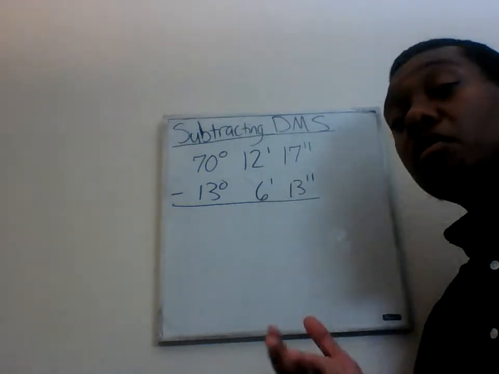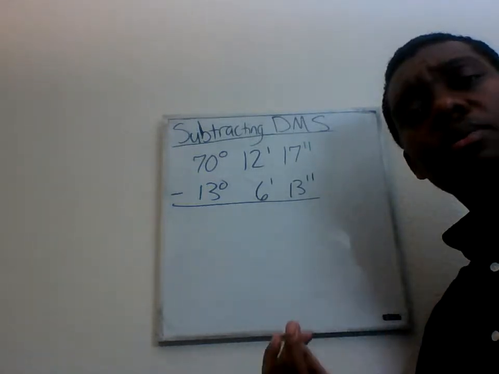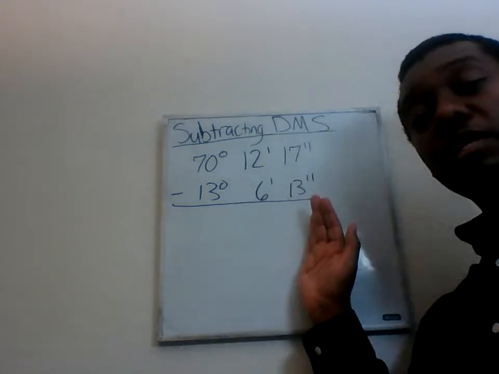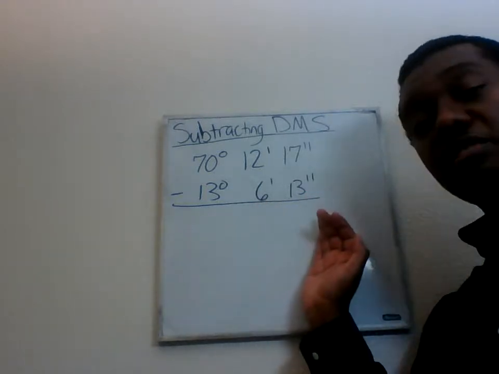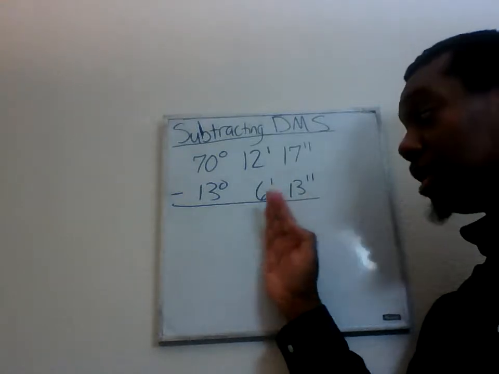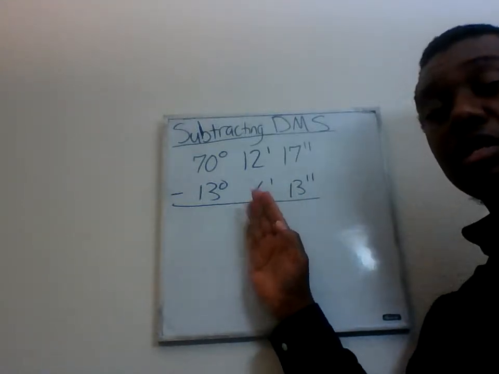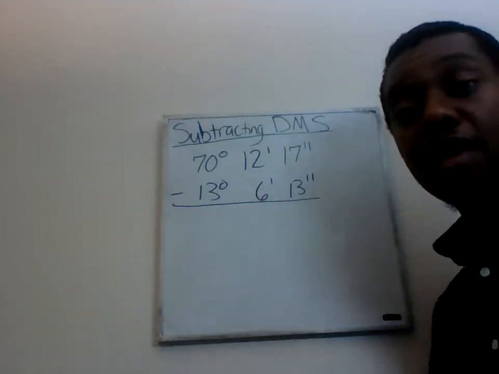So we're going to subtract as we normally do. Well, how do you normally subtract? You start at the lowest place value and you move up. So the lowest place value in this case would be seconds. The next place value would be minutes, and then degrees. So we'll do it in that format.